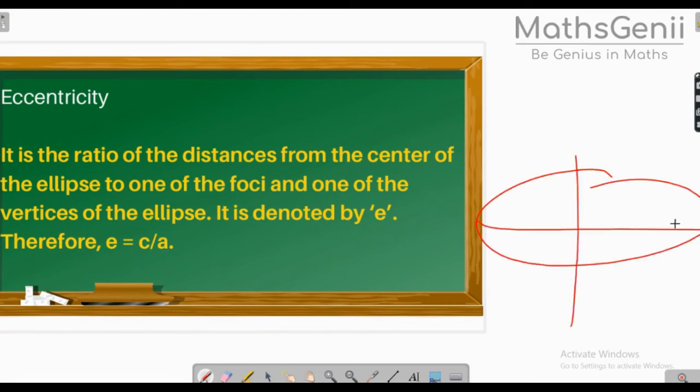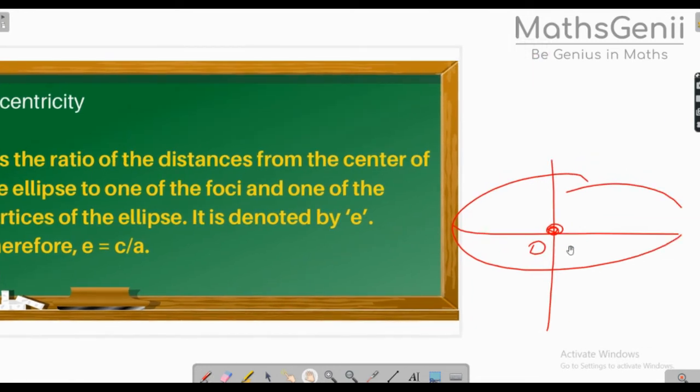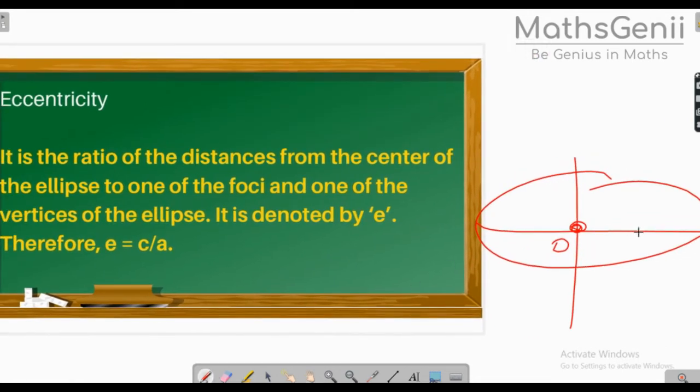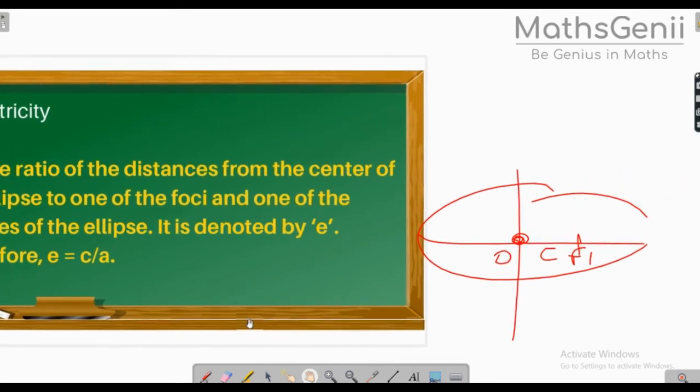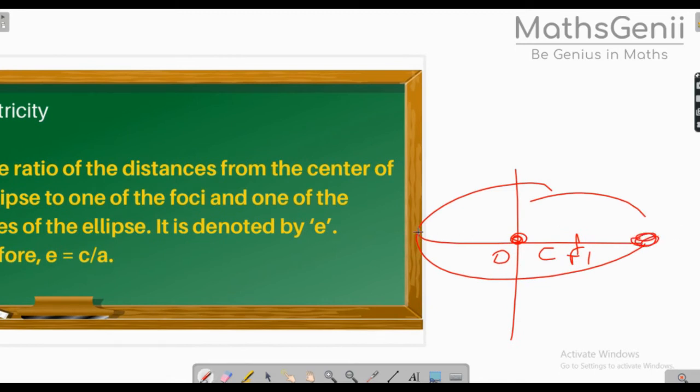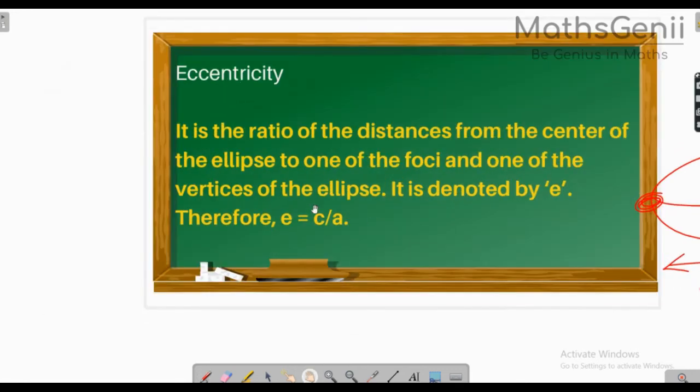This is your ellipse. Let's go word by word. It is the distance from the center of the ellipse to one of the foci, to F1. What is that distance? It is C, and one of the vertices. So what I had told you is this is a vertex and this is a vertex. From center to vertex this distance is A. So it is the ratio of distance of center to the foci upon distance of center to the vertex. So C upon A is the formula.